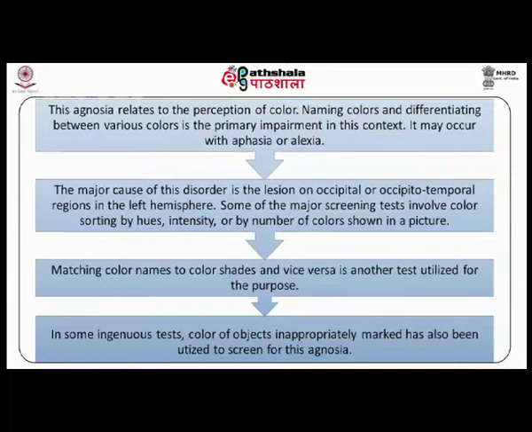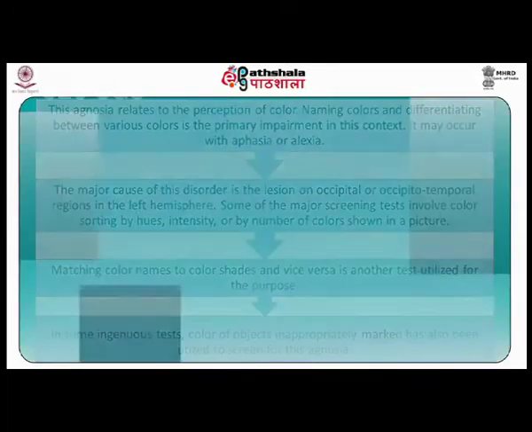Some of the major screening tests involve color sorting by hues, intensity or by number of colors shown in the picture. Matching color names to color shades and vice versa is another test utilized for this purpose. In some ingenious tests, color of the objects inappropriately marked has been utilized to screen for this agnosia.